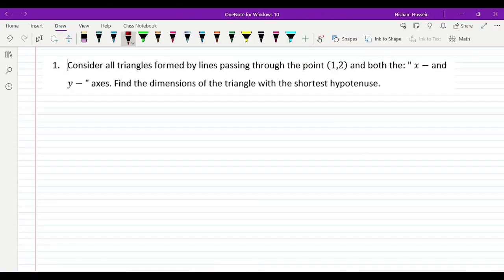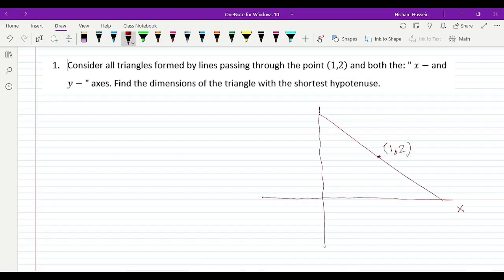Consider all triangles that are formed by the lines passing through the point (1, 2) and both the x and y axes. Triangles formed by the x-axis, the y-axis, and the lines passing through the point (1, 2), which is on the hypotenuse. Find the dimensions of the triangle with the shortest hypotenuse.